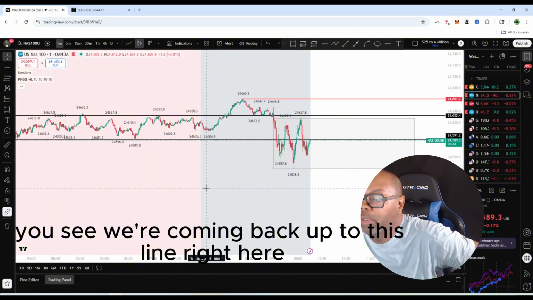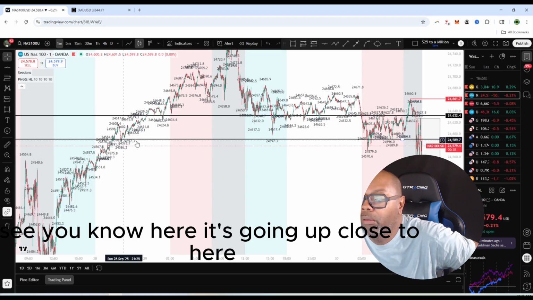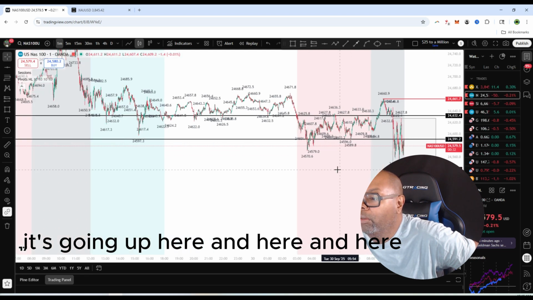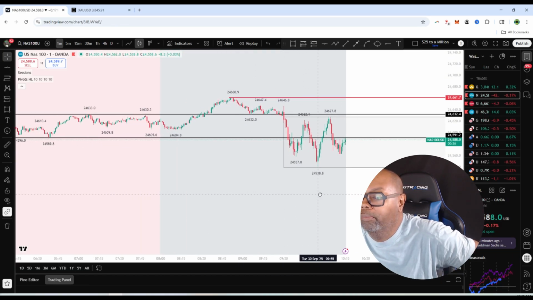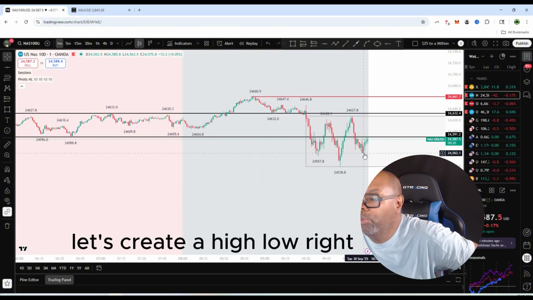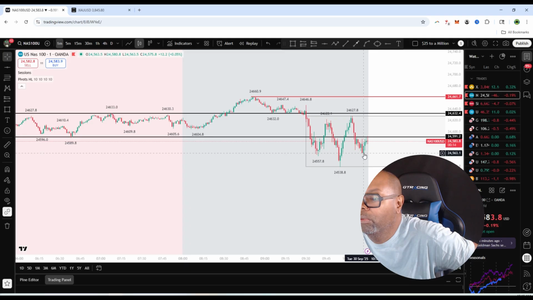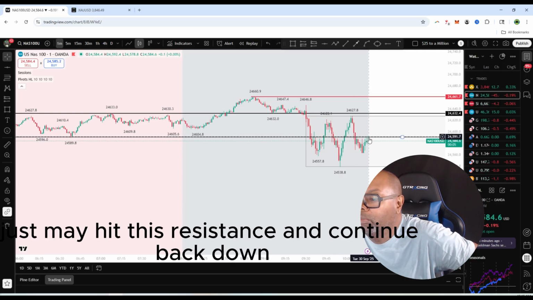Let's see, we're coming back up to this line right here. And is there anything past that we can see? Here it's going up, close to here, it's going up here and here and here. It's created a higher low, right? Maybe I should wait for a close above it. So this right here, it just may hit this resistance and continue back down.